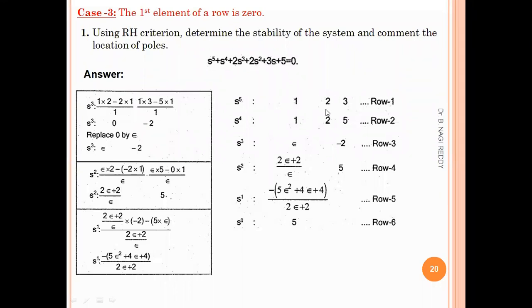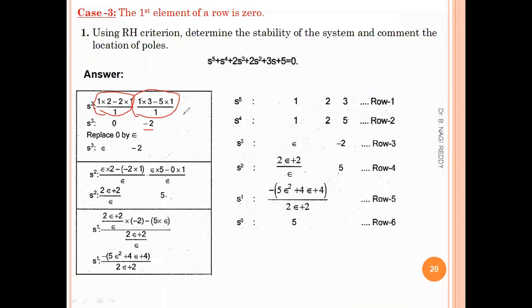So write the first row, second row, and then you can see 1 into 2 minus 2 into 1, 2 minus 2, 0. 0 by anything will be 0. So here we will get 0 as the s cube term. You can see the calculation here also. The first term of s cube is 0, but the second term we got is minus 2. So this is case 3, where the first element of your row is 0.